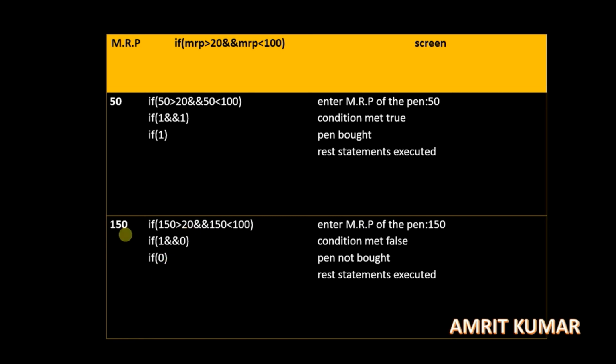So here the user has inputted the value 150. So 150 is greater than 20 is true. Then after that we have applied the logical AND operator, and 150 is less than 100 is a false statement. We have studied in the logical AND operator that if both conditions are true, then it is going to return true, otherwise false. Therefore, false has been written.